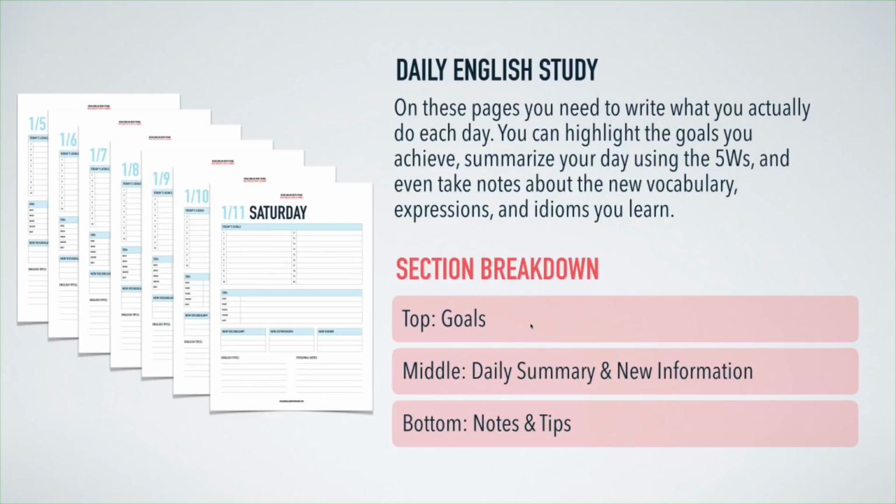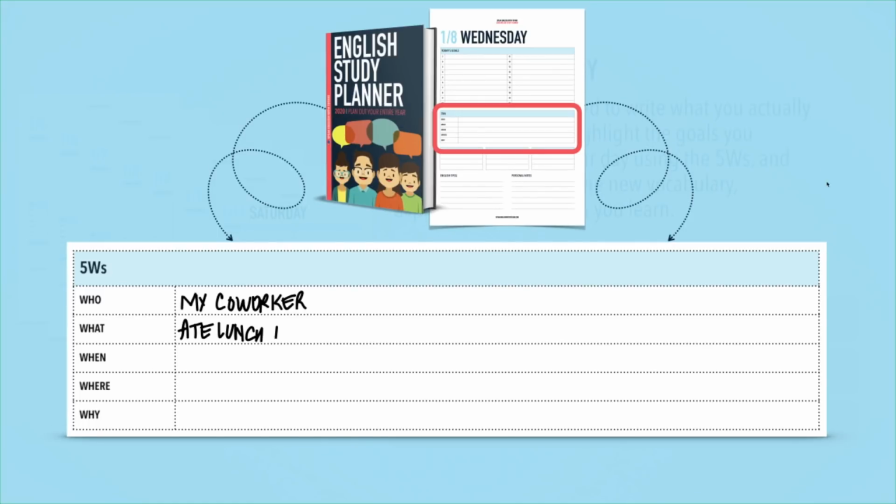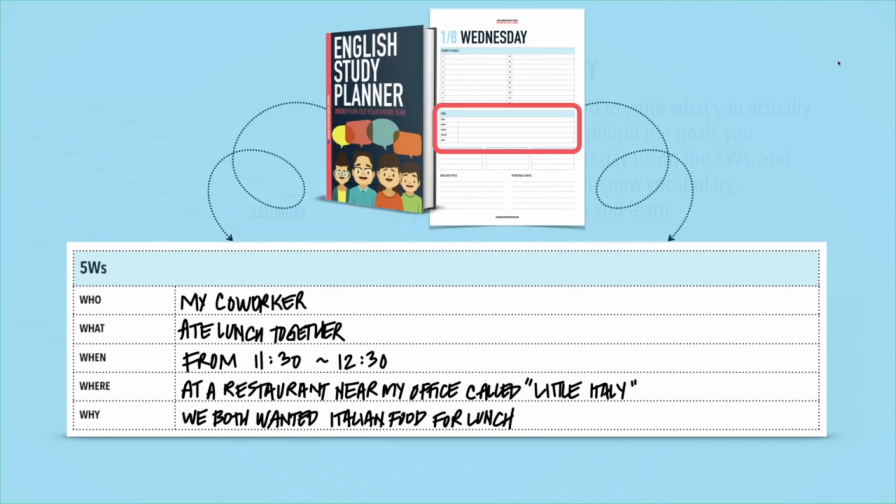So, section breakdown. On this page, you can see the top is for goals, the middle section is for daily summary and new information, and the bottom is for notes and tips. So, here we go. Again, this is what my planner would look like, okay? Wednesday, January 8th, looking at the middle part about my day, the 5 W's.